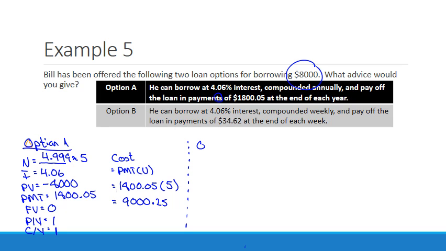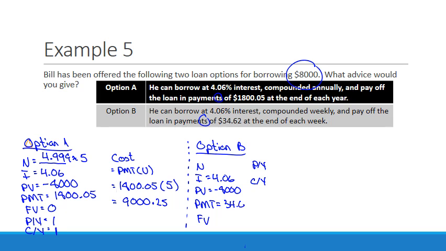Option B. Option B says he can borrow at the same interest rate, compounded weekly, and pay off the loan in payments again. So we're going to have the same idea. Okay, interest 4.06. Present value, that is the negative $8,000. That's what he's paying off. He's making $34.62 payments. Future value is 0.